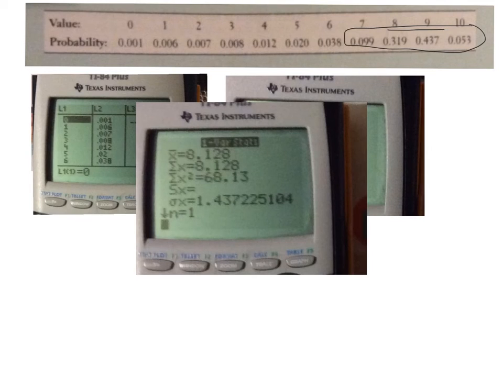Now, the next video is going to be about a continuous random variable. That's where we could have any value, say, anything between 0 and 10. So it could be like 5.49, something like that. Anyway, that's going to be in the next video.